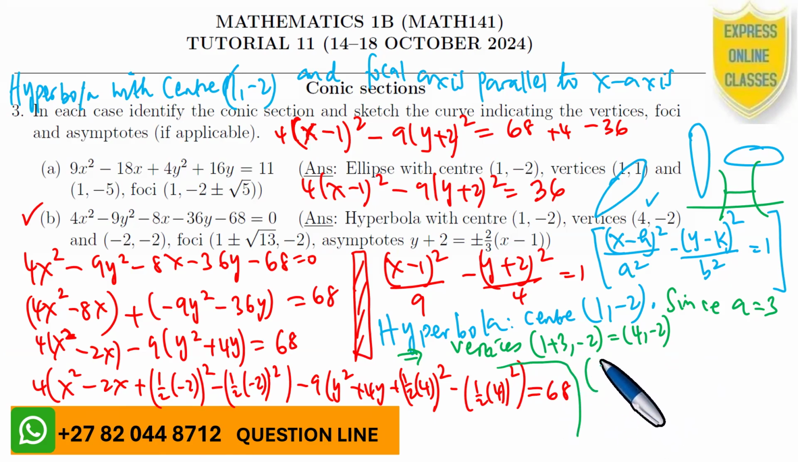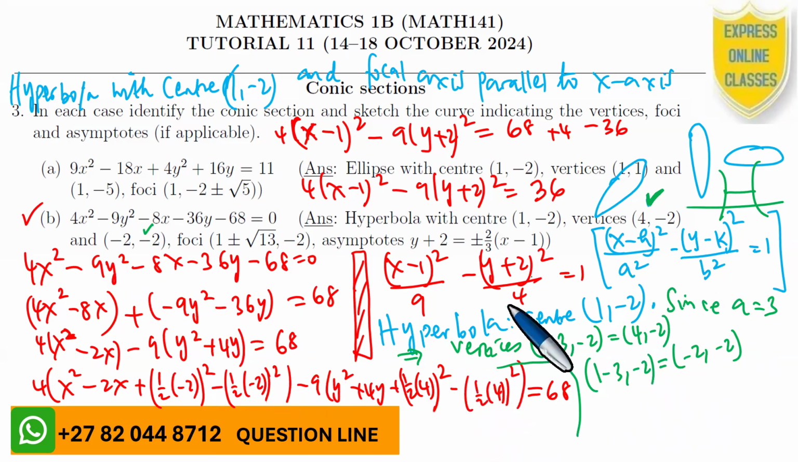Okay, then we also have minus 3, which is minus 2 minus 2, which is this. Minus 2, and 4 minus 2, which is 4 minus 2 minus 2 minus 2. Okay, so we found the vertices.